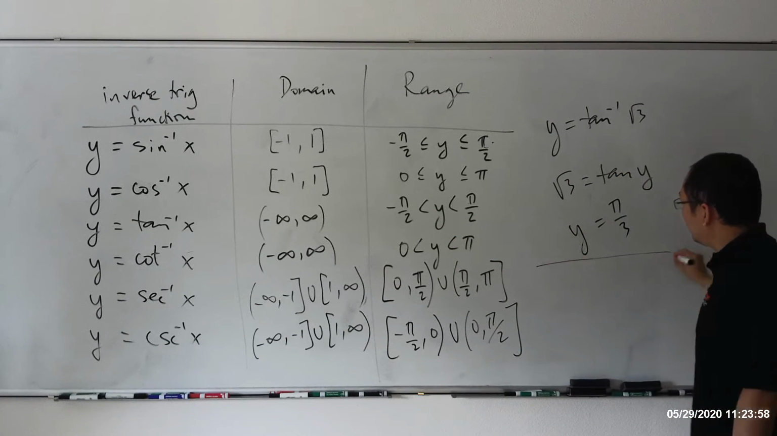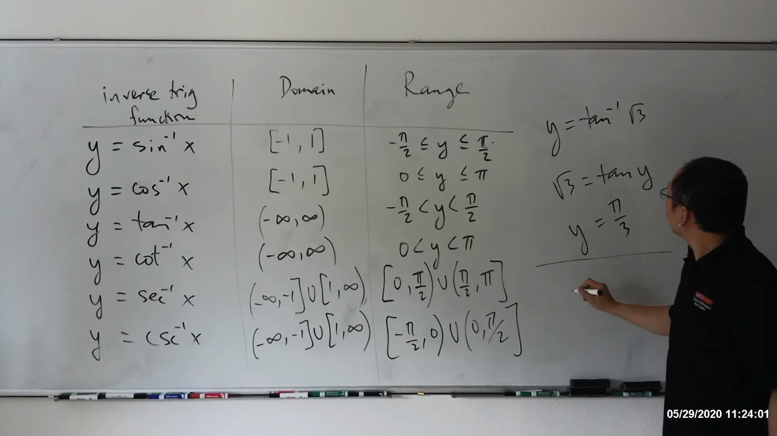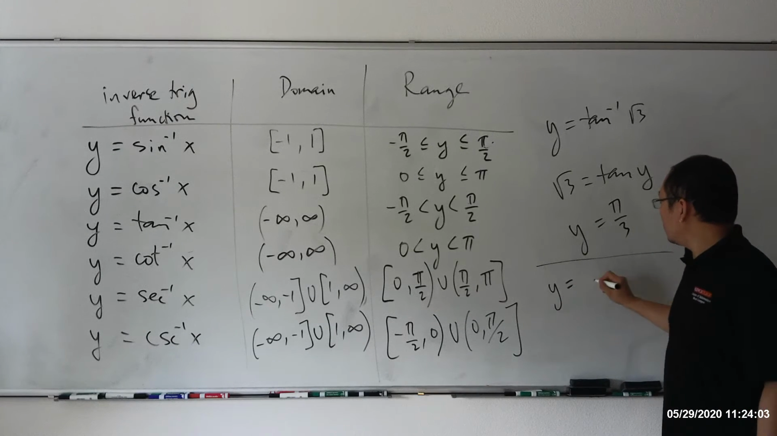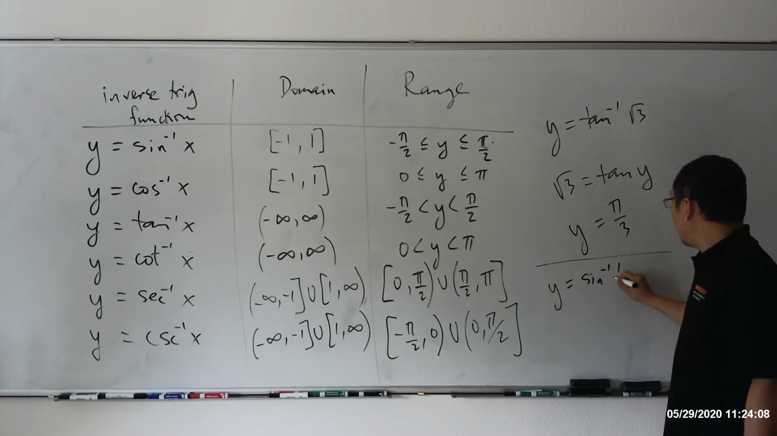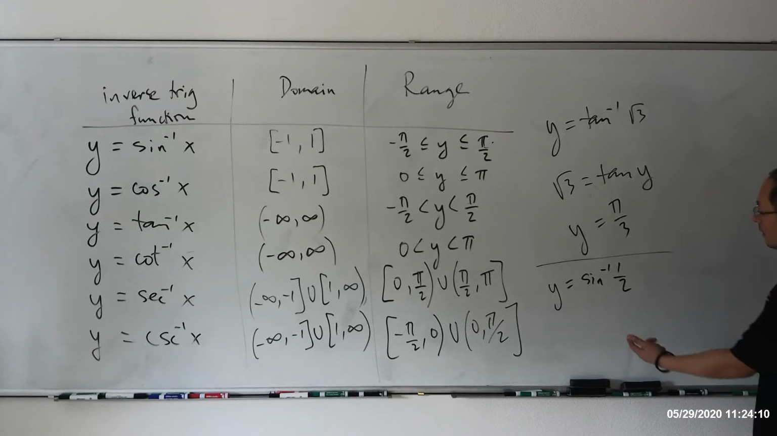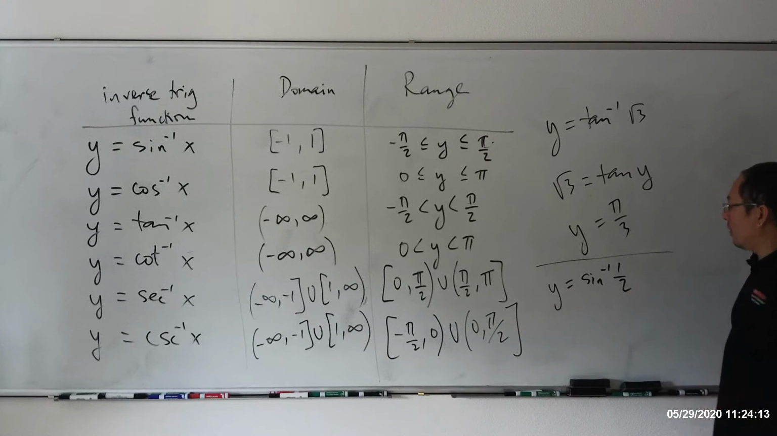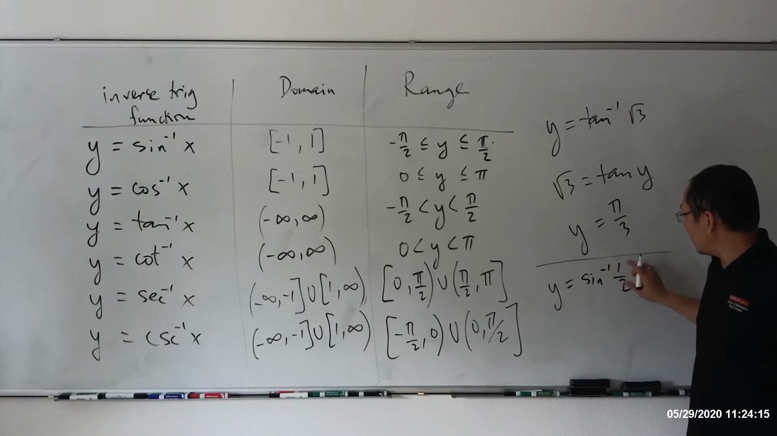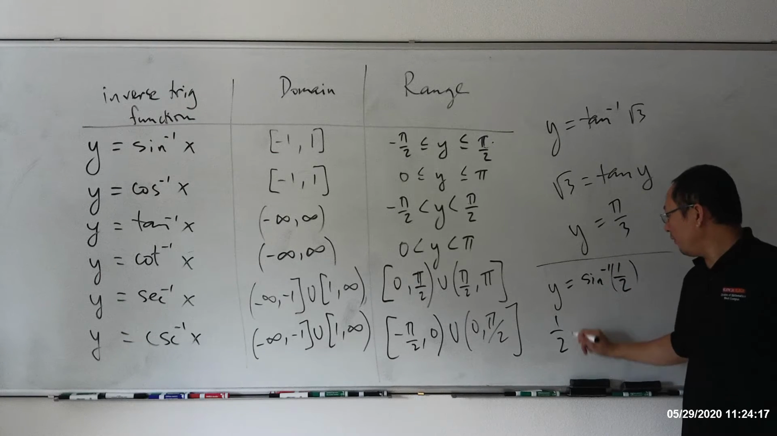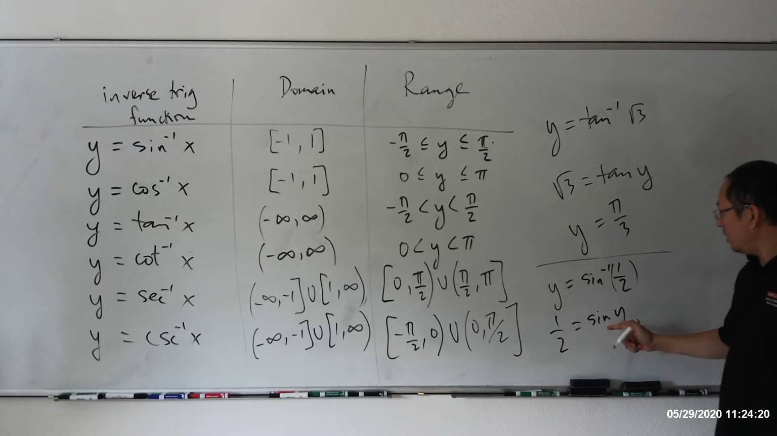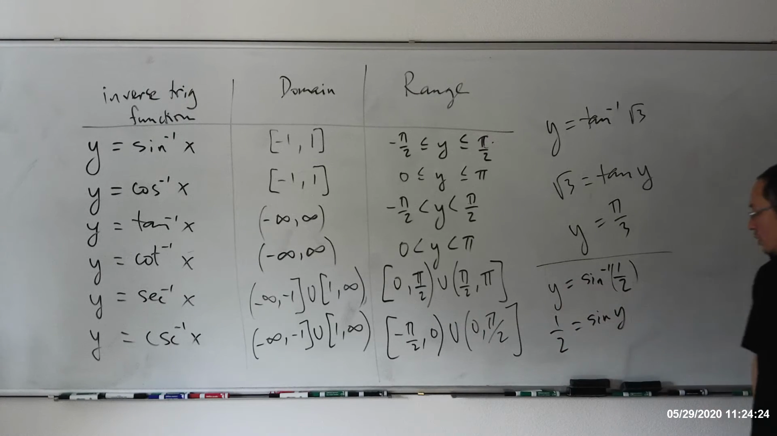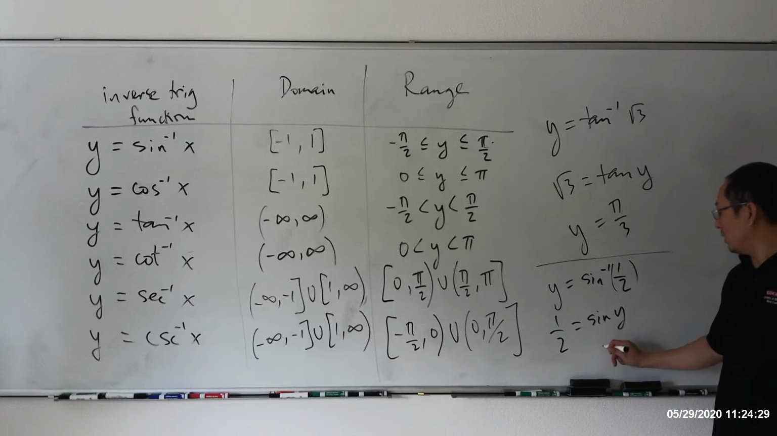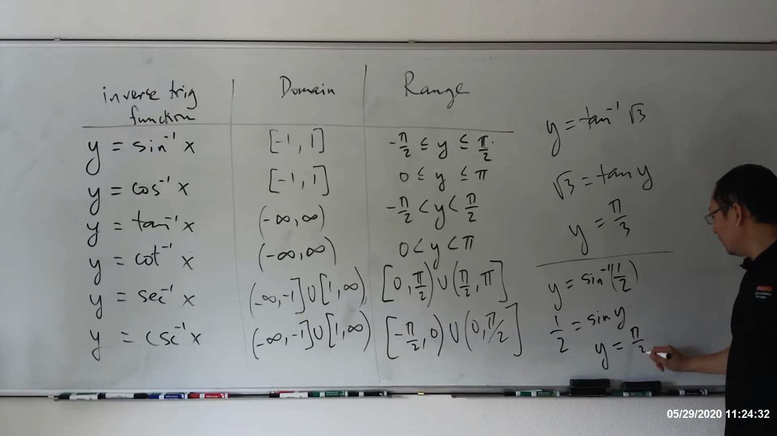How about another one? How about y equal to sine inverse of 1/2? In other words, what angle makes sine equal to 1/2, right? And this really means sine inverse of 1/2, right? So 1/2 equals sine y. Okay, see? What angle makes sine equal to 1/2? So sine y equals 1/2. What is y equal to? What angle makes sine equal to 1/2, guys? I think it's 60 degrees, so y equals pi over 3.